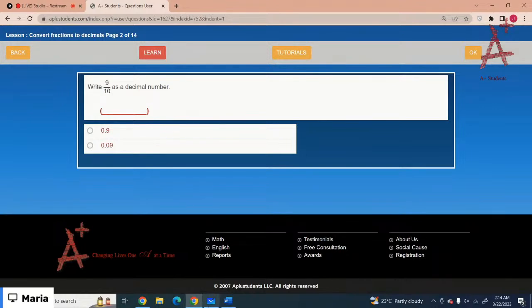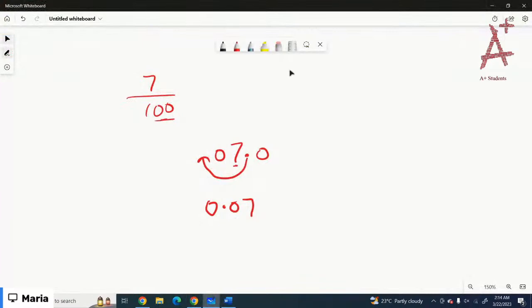Write 9 over 10 as a decimal number. So it would be 9 over 10. Got it? So you have just one 0. Got it? That means you have to move the decimal point one place left. Here you have the decimal point, just move from here to here. So it would be 0.9. Got it? Okay, so it would be 0.9. Got it?